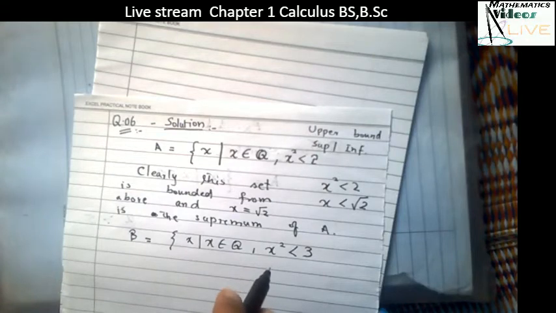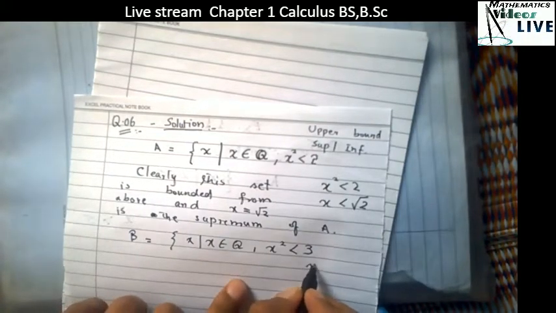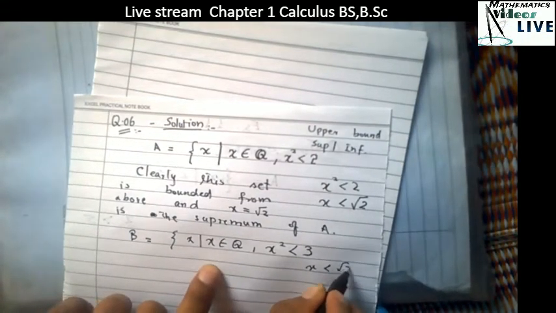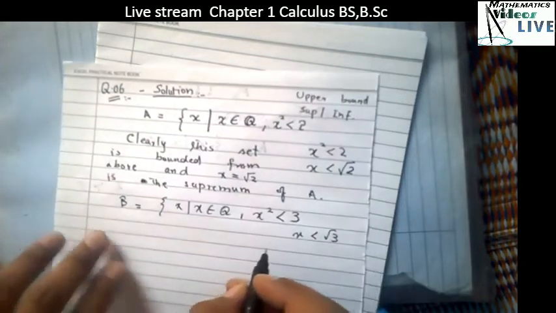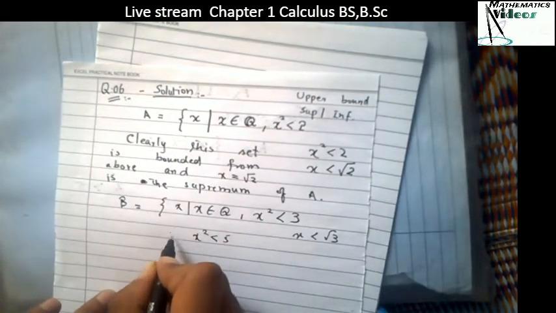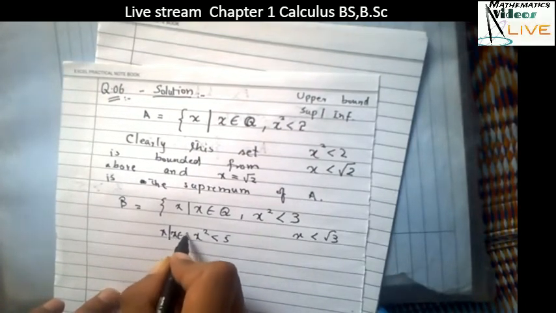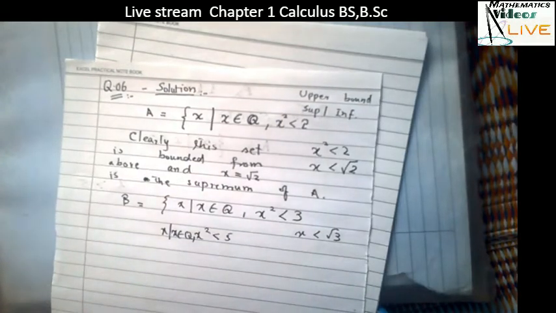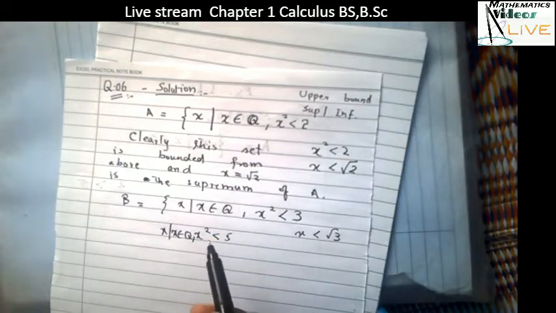Similarly, we can give some other examples, for example, a set B in which all of the elements are rational numbers, but their squares are less than 3. What is the upper bound of this set? Upper bounds are all numbers that are greater than square root 3. Therefore, square root 3 is the supremum of this set, and this is again an irrational number.